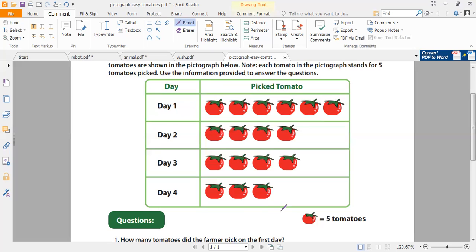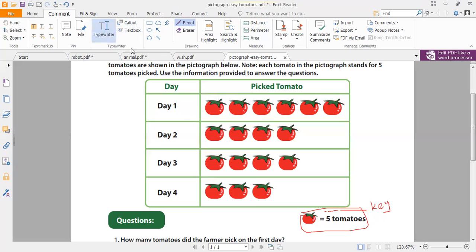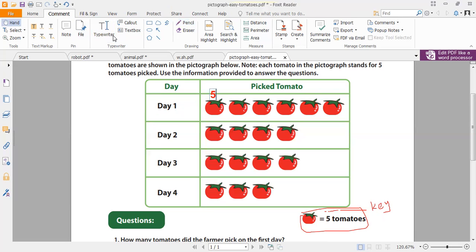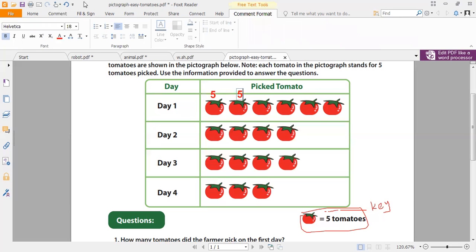No, it's not true. We have something new in this pictograph. We call this the key of the pictograph. What's the meaning of the key? The key of the pictograph tells you how many tomatoes each picture here stands for. Each tomato in this pictograph stands for 5 tomatoes. That means this picture doesn't mean 1 tomato. No, this picture means 5 tomatoes. And this picture also means 5 tomatoes.